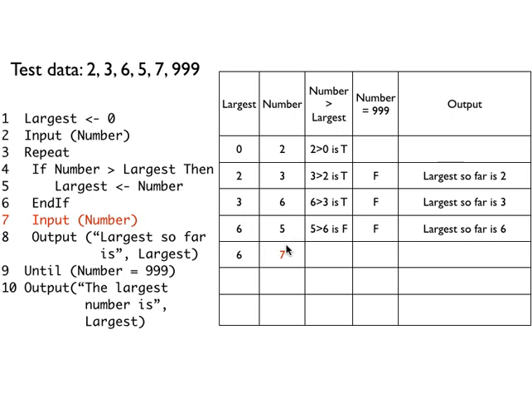So the number now becomes 7. And the largest so far is 6. And then we can check. Yep, still not equal to 999, so we loop around again. If it's greater, and then we input 7 again into the 999. Largest so far is 7. Check the logic. Largest number is 7. Because it equals 999, we have ended our algorithm.